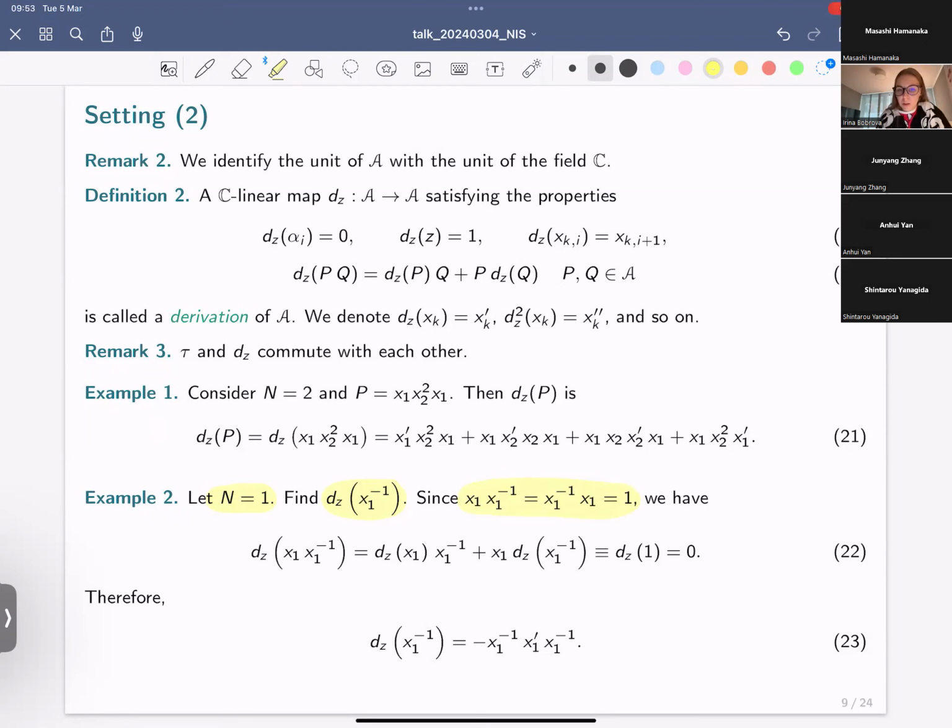Using this property and the Leibniz rule, we can compute expression 22 just by taking the derivation of the left-hand side and the right-hand side of this expression. Since it's an identity, we can easily obtain the answer for the derivation of the inverse of x1. These computations just repeat the same arguments as when taking a derivation of a matrix-valued function, and the answer is the same.